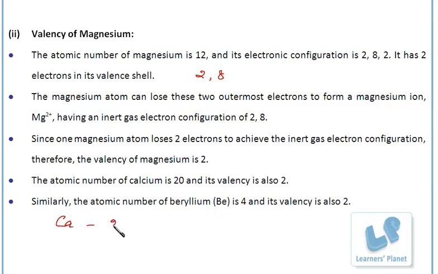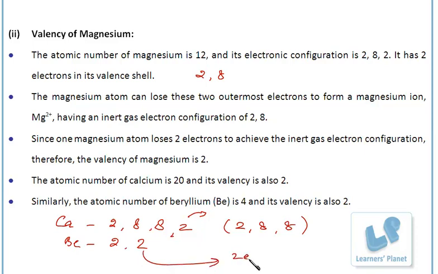The electronic configuration of calcium is 2, 8, 8 and 2. In order to attain the noble gas configuration, it becomes 2, 8 and 8. How? It loses its 2 electrons. Beryllium, the atomic number is 4. So the electronic configuration is 2 and 2. It also loses 2 electrons and attains the configuration, that is 2.